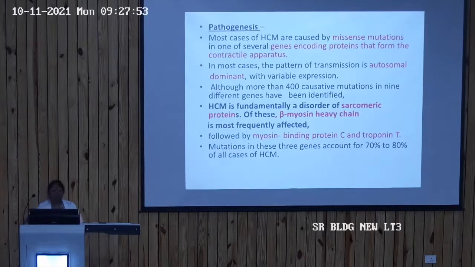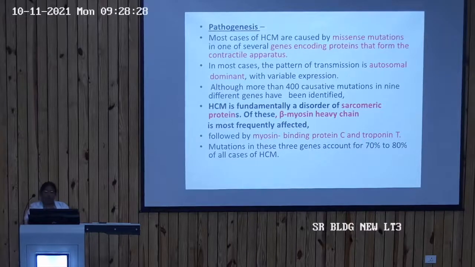Now, most of these cases are caused by missense mutations in genes encoding the proteins that form the contractile apparatus. It is also autosomal dominant, and almost 400 causative mutations have been identified. However, the most important is the disorder of sarcomeric proteins. And of the sarcomeric proteins, the important one is the beta myosin heavy chain, which is frequently affected.